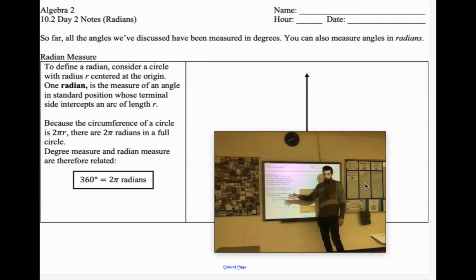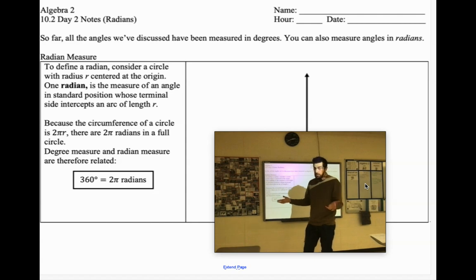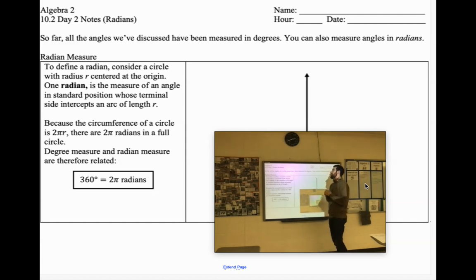So today we're measuring in radians. Yesterday we did degrees, today's in radians, which is going to be based off what we're going to call the unit circle in the next section. So a radian measure, to define a radian, consider a circle with a radius r.